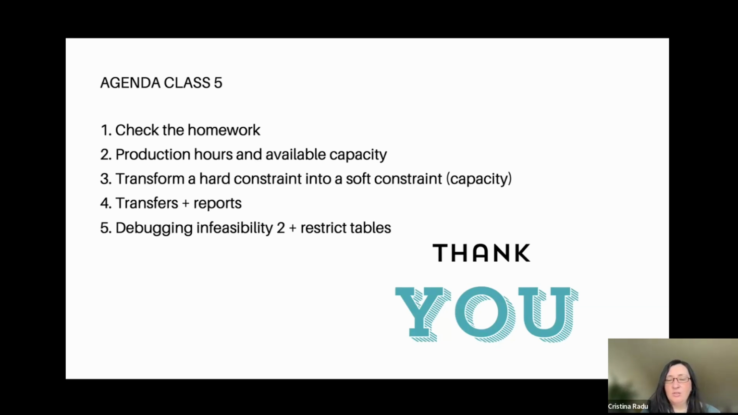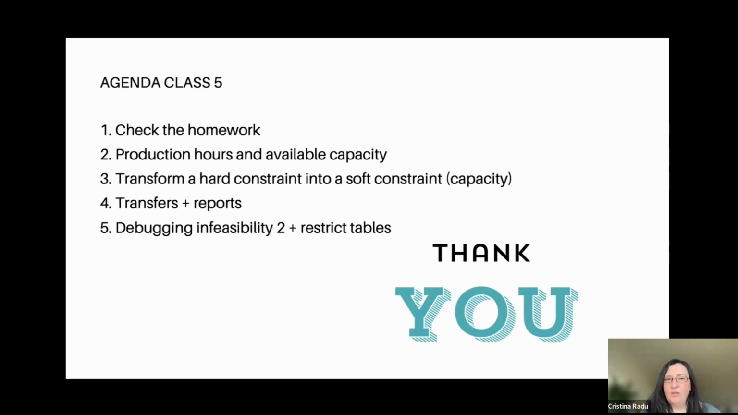So we are going to talk about the production hour capacity. Also, we are going to add transfers. Transfers are the stock movements, which are like intercompany movements. They are also called STRs, STOs. So this is the type of movement. And we will practice how to transform a hard constraint into a soft constraint. We are going to do that with capacity, because in some models, capacity is a hard constraint. You are not allowed to go over. And in some other models, it's more relaxed. So then you model it as a soft constraint and add a penalty. What happens if you go over?